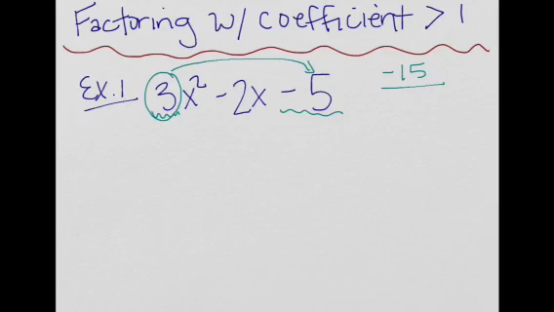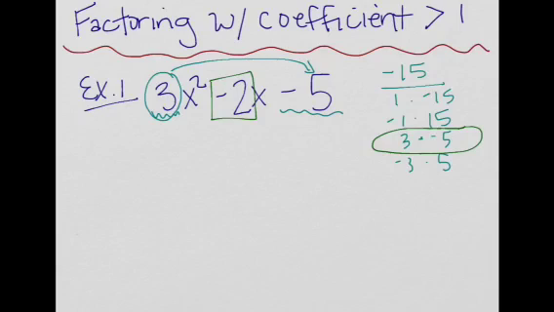Okay? Just like when you're factoring a trinomial with the coefficient of 1, now you think of all the numbers that multiply together to give you negative 15. So I go through 1 and negative 15, negative 1 and positive 15, 3 times negative 5, and negative 3 times 5. Okay, I need to pick which set of numbers adds together to give me this negative 2. So when I look at 3 and negative 5, that multiplies to negative 15 and adds to negative 2, so that's my correct set of numbers. So then that's what goes in my parentheses.